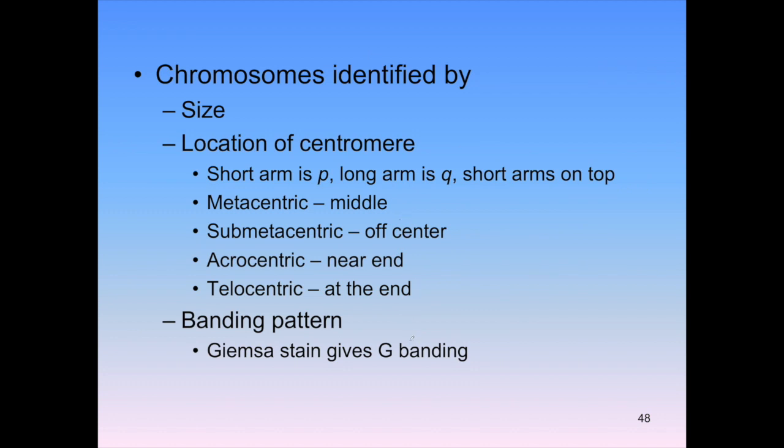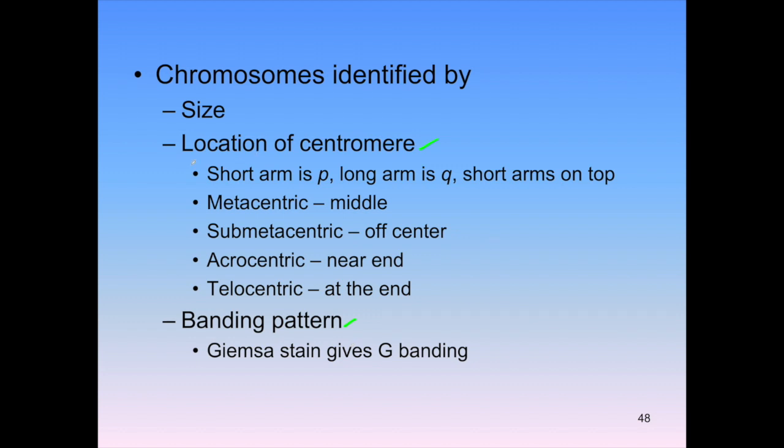Chromosomes are identified by their size, the location of the centromere, and a banding pattern. In one of the previous lectures, we looked real quick at the creation of a karyotype. When those chromosomes are spread out on a slide and stained, we're going to see some physical differences. And this is how they're matched up.